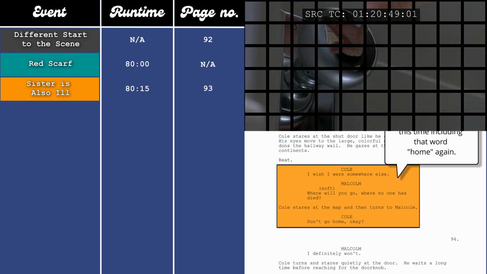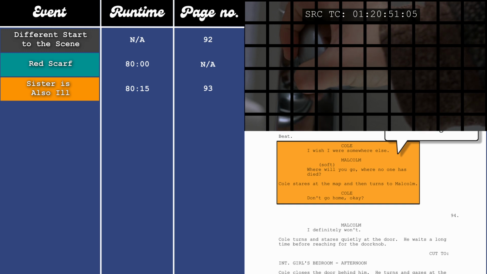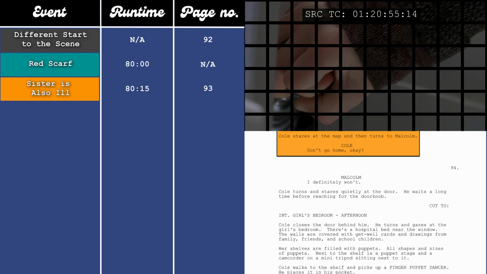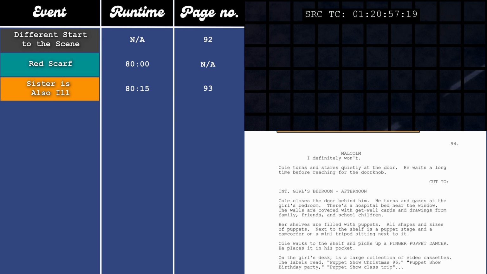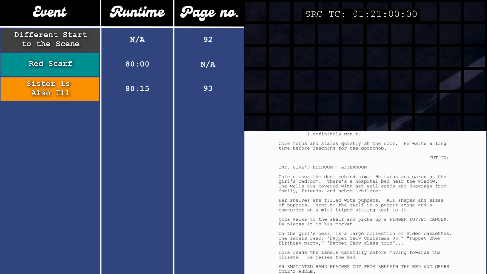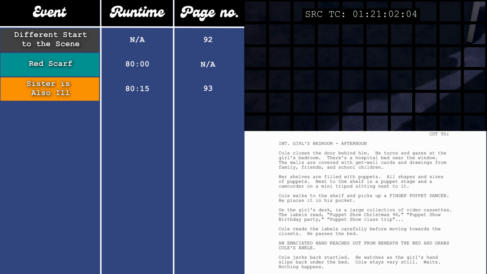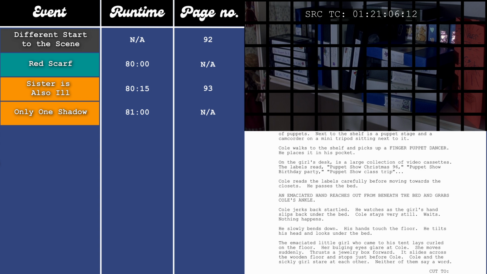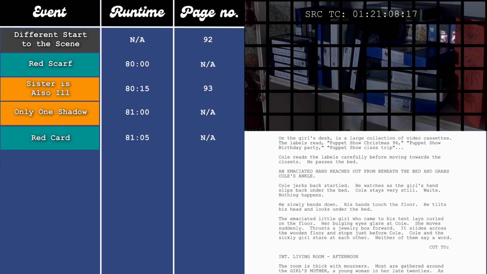Where it's said that the younger daughter is now starting to get ill as well. Just put a pin in that, I'm going to bring it back in a minute. The section with Cole and Malcolm standing outside Kira's bedroom at the 80-minute and 40-second mark, which is on page 93 in the script. As Cole opens the door, if you watch closely, there's only one shadow. You could call that foreshadowing.